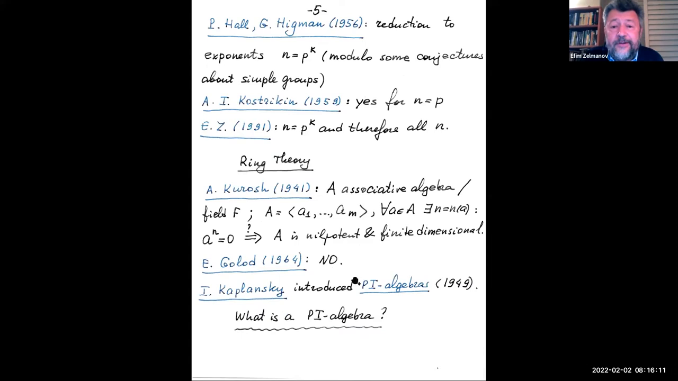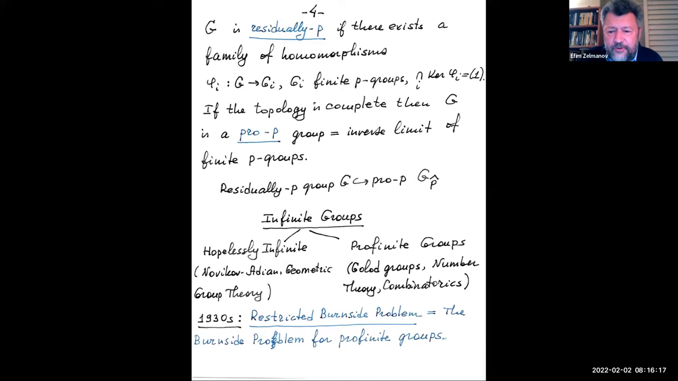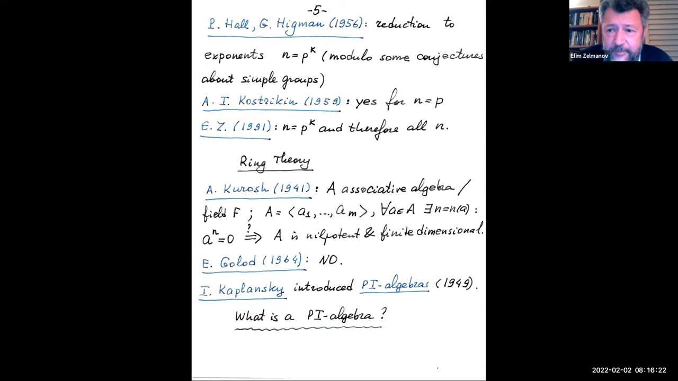Okay, now, the first big achievement was the reduction theorem of Philip Hall and Graham Higman. They reduced the restricted Burnside problem only to groups of prime power exponents. But they did the reduction modulo certain assumptions about finite simple groups, certain conjectures. And after the classification, these conjectures became theorems. So they did the reduction. Then Kostrikin proved the restricted Burnside problem for prime exponent. And finally, 30 years ago, I did it for p power exponent and therefore for all n.